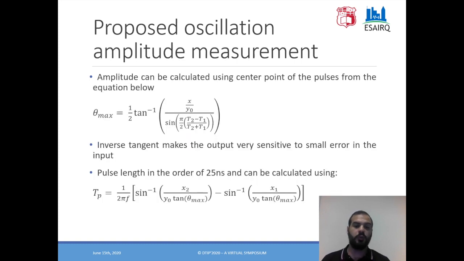The simplest way to implement the measurement system for the photodiode signal is to use the center point of each pulse. Then, using the equations shown here, the amplitude of oscillations can be computed. As can be noted from the equation, it is quite nonlinear, and the inverse tangent makes it very sensitive to small errors in timing measurement. Moreover, the pulses are quite short. In our case, they are typically around 25 nanoseconds.